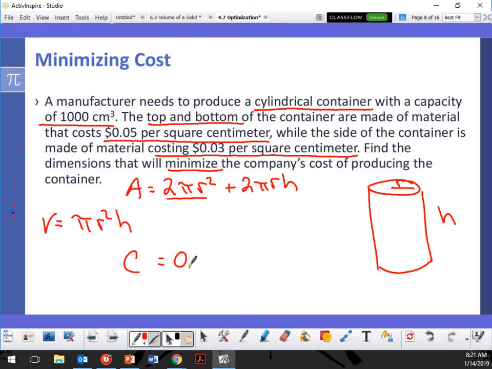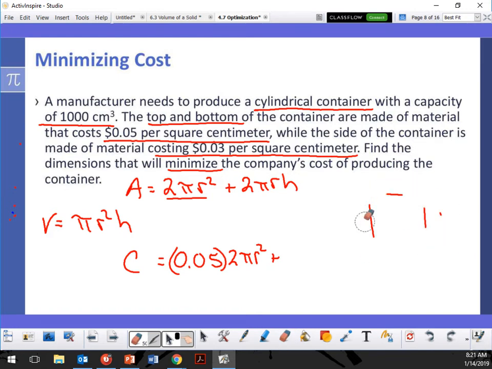Okay, so it's going to be 0.05 times pi r squared plus. Now, what's the cost of the side? 0.03. Yep. So I get 0.03 times my 2 pi r h. So I've incorporated the cost into the formula here, right?